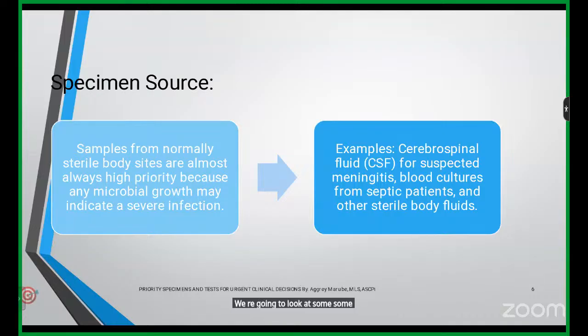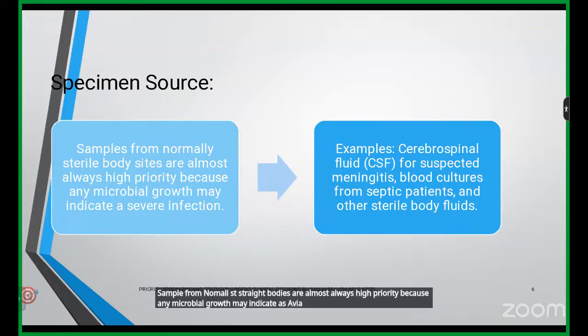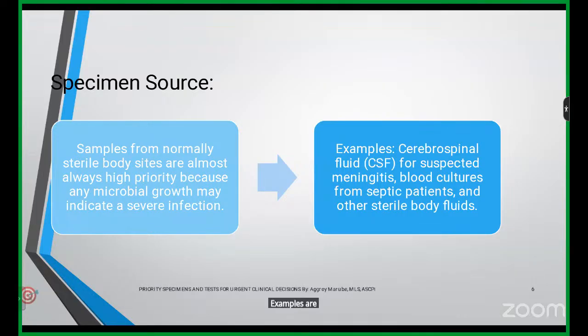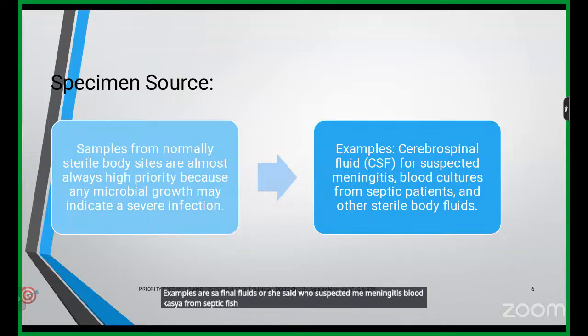Another consideration is specimen source. Samples from normally sterile body fluids are almost always high priority because any microbial growth may indicate a severe infection. Examples are cerebrospinal fluid or CSF for suspected meningitis, blood culture from septic patients, and other sterile body fluids. All these are treated with urgency, the greatest urgency. These are stat specimens always.